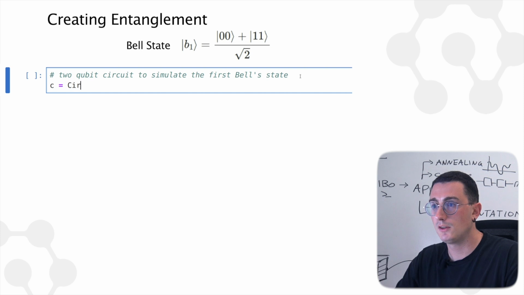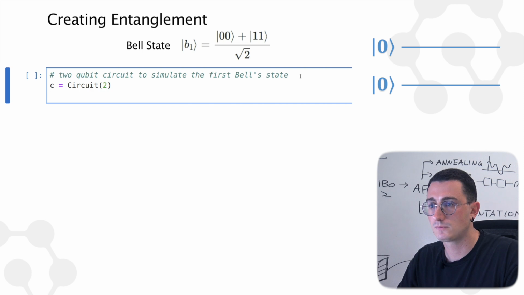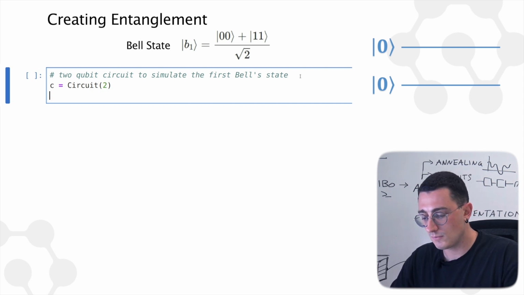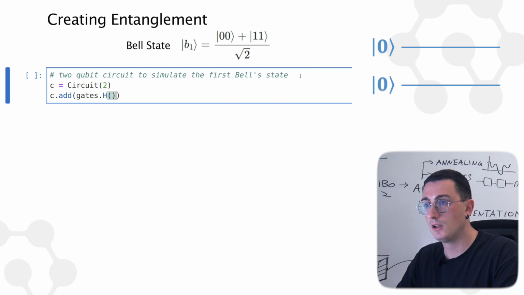equal to circuit, in which the number of qubits is 2, because we want 2 qubits. Then we need the superposition. And for this, we just add a Hadamard gate to one of the qubits. So C.add gates.H, and the target qubit will be the 0.